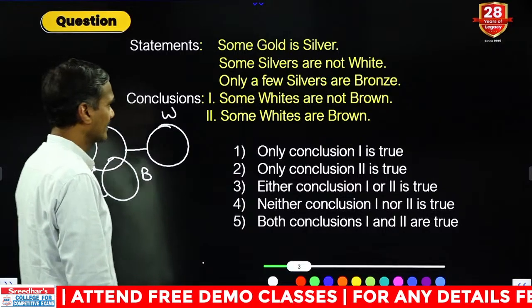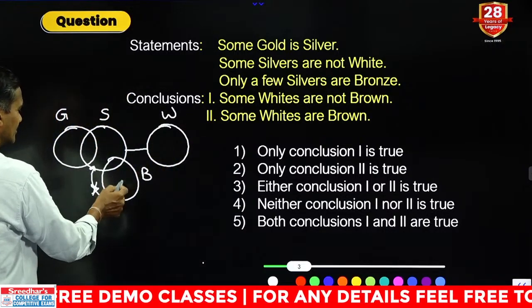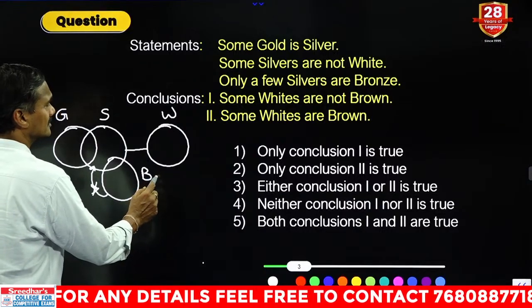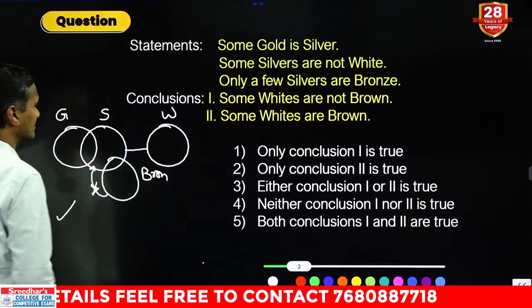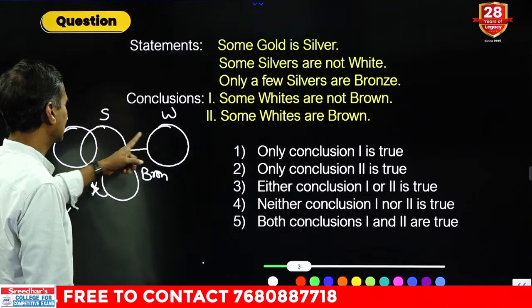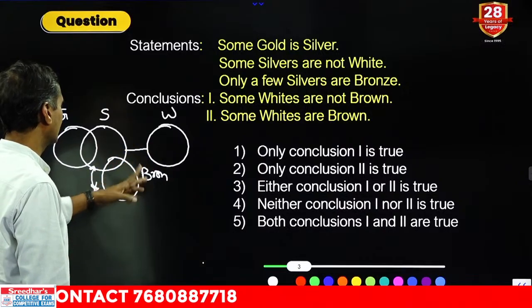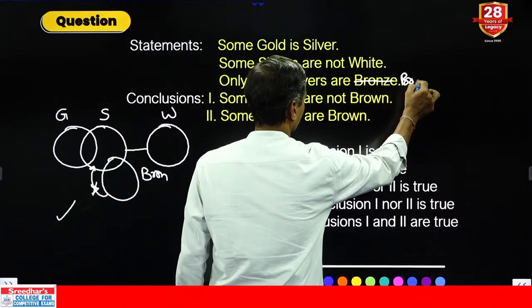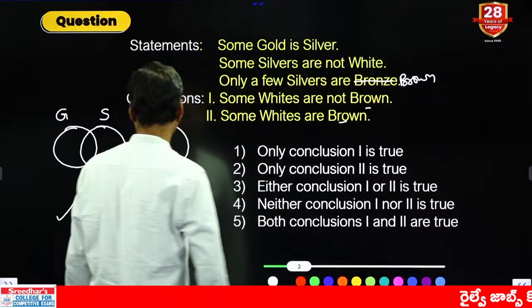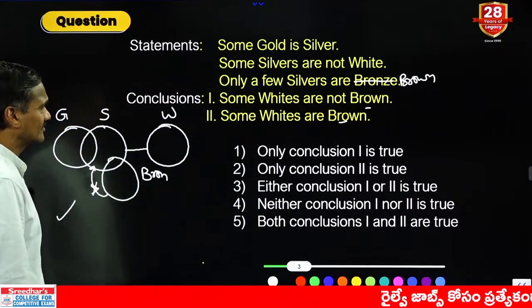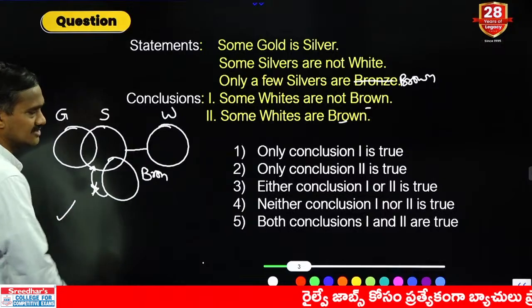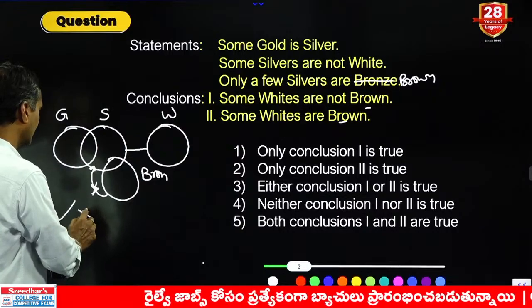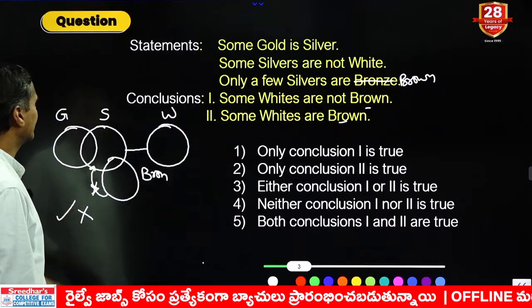Then coming to the first one. In the first one, some white are not brown. No white is brown, some white are not brown is also true. Only a few silver are bronze. Some gold is silver, some silvers are not white. Okay, let us take this is brown, because conclusions are in brown. Then first one, some white are not brown. No white is brown, some white is not brown, true. Some white are brown, that is false. Clear? Then first conclusion, negative conclusion.